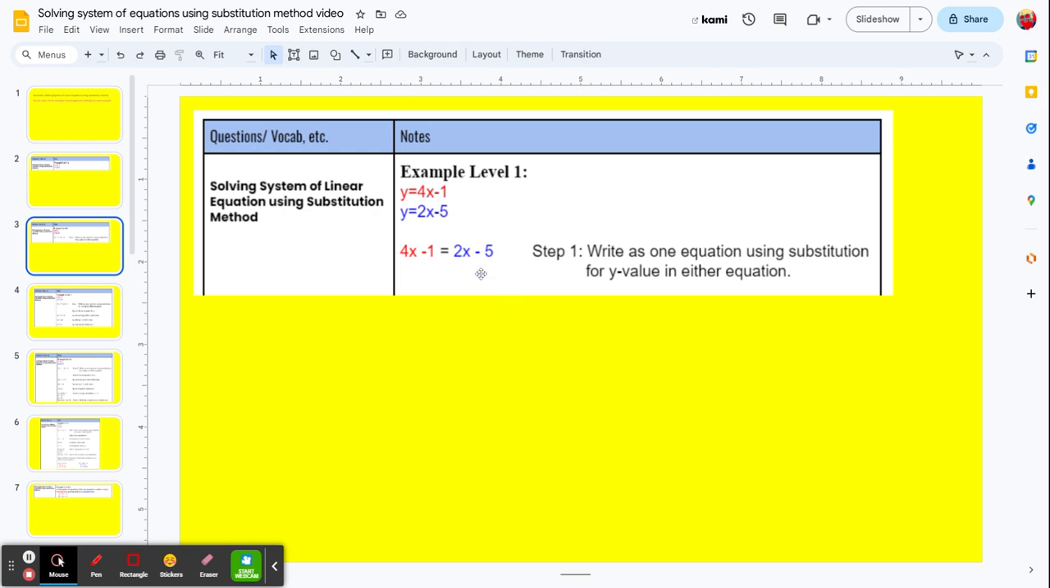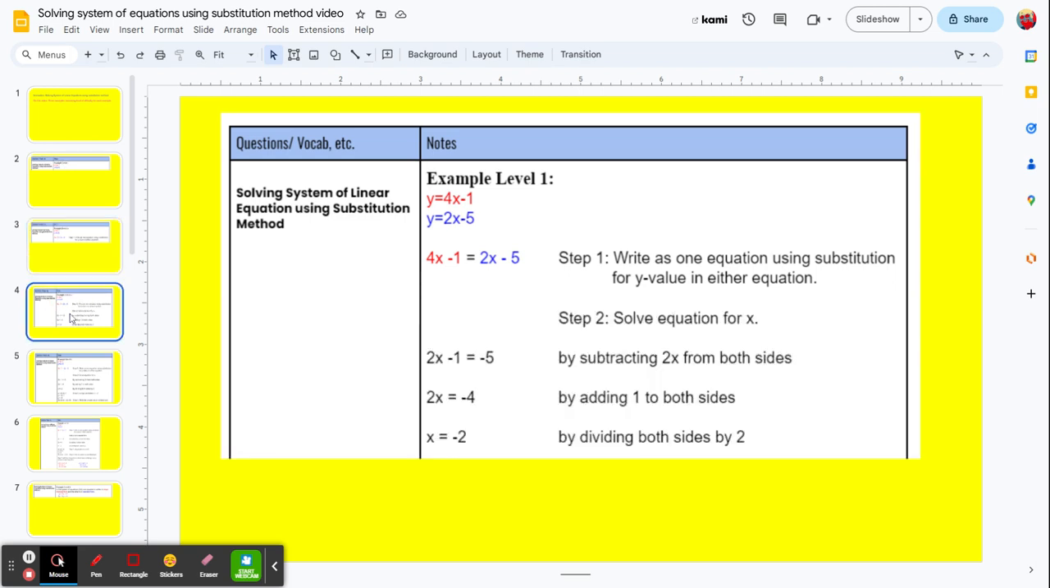All right, now we're just going to solve the equation for x. So we just do our basic equation. We're going to subtract 2x from both sides, to get 2x minus 1 equals negative 5. We're now going to add 1 to both sides of the equation. We get 2x equals negative 4. And then we're going to divide both sides by 2 to get x equals negative 2.